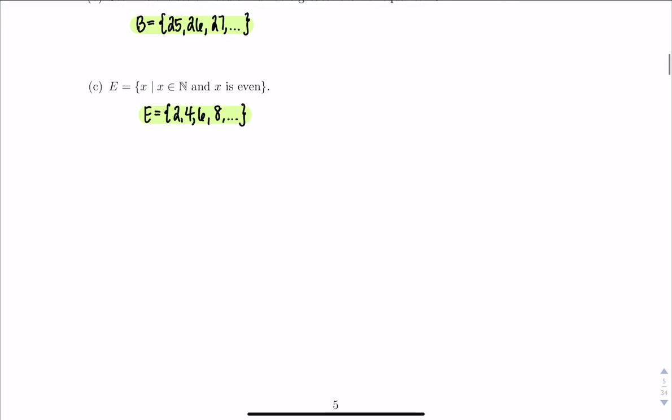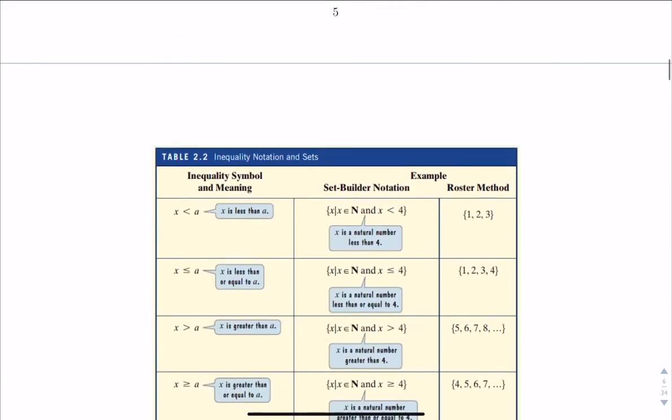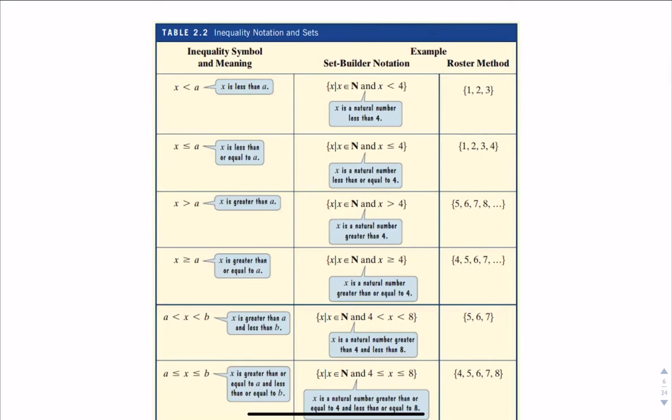So in table 2.2 you can see some different inequality notations in the sets. So if x is less than a or less than a number, we can write that as an example in set builder notation, and then we can also write it in roster method. If I add the bar underneath that less than symbol, it now means it's equal to that number. So instead of just having 1, 2, 3, I have to have 1, 2, 3, 4. Same thing goes for greater than, or greater than and equal to. So if I look at greater than 4, we have to have 5, 6, 7, 8, but greater than or equal to 4 is now 4, 5, 6, 7, 8.